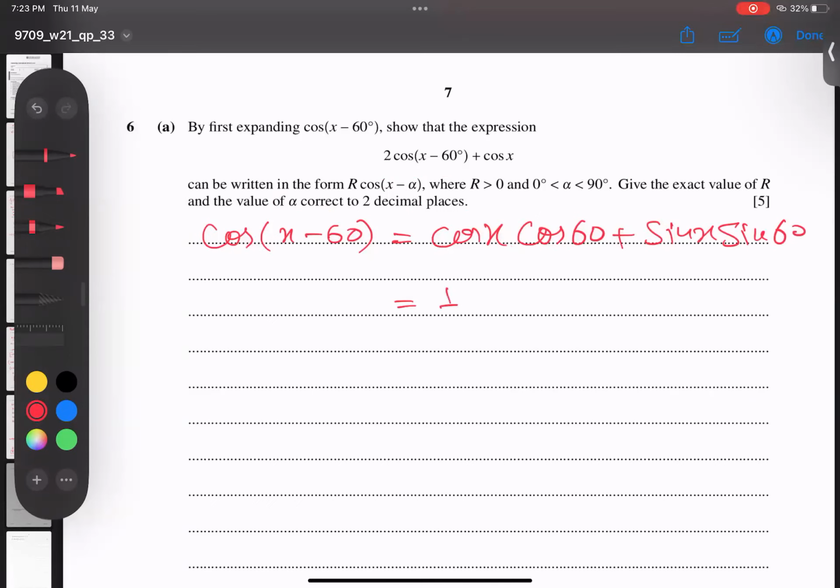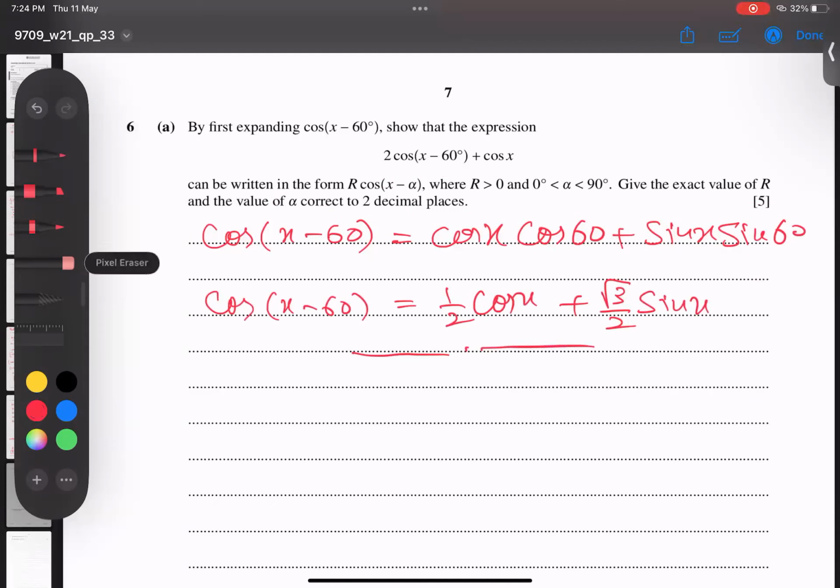I'm writing half cos x. And what is sine 60? Root 3 by 2. All right, so the first expansion is done. Half the job is over.